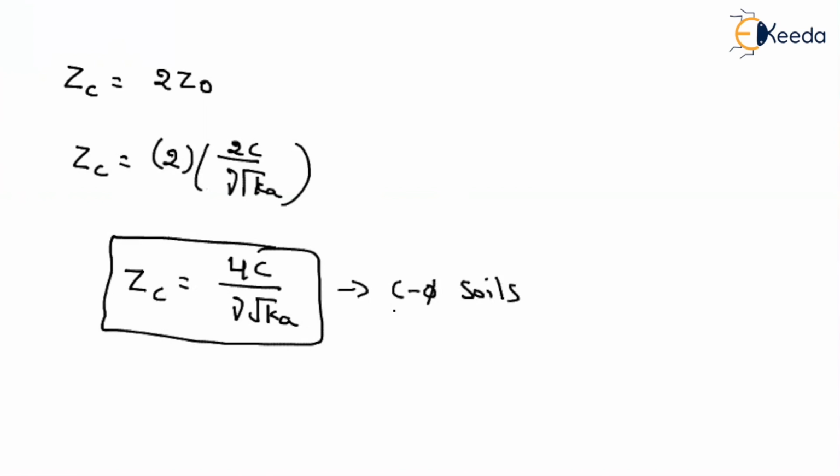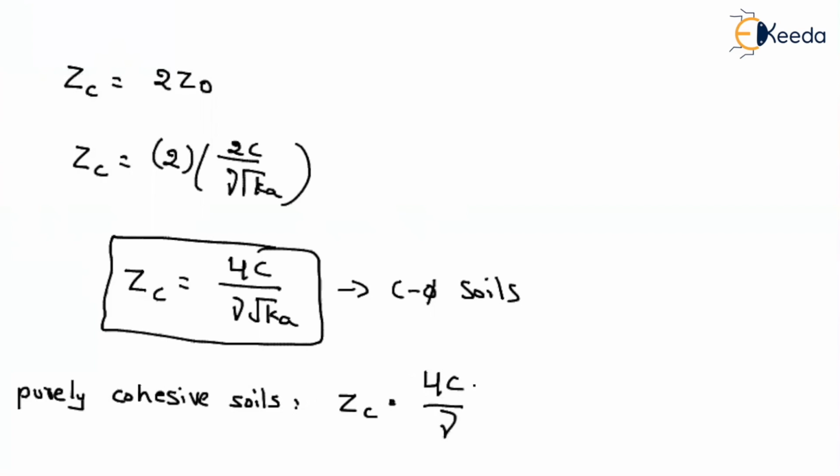Suppose you are talking about only cohesive soil. What about the phi value? 0. If your phi value is equal to 0, what about your Ka? That will be equal to 1. Then what will be the unsupported height? Sorry, what will be the critical height or unsupported height? Then that will be equal to 4C divided by gamma. This is the earth pressure under active condition.